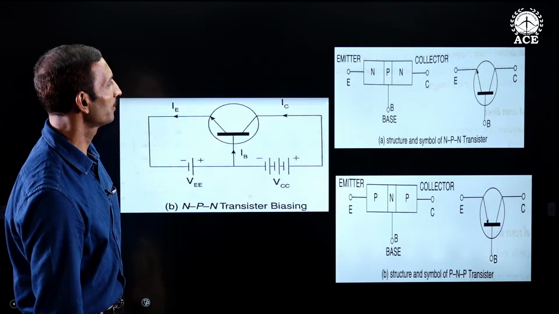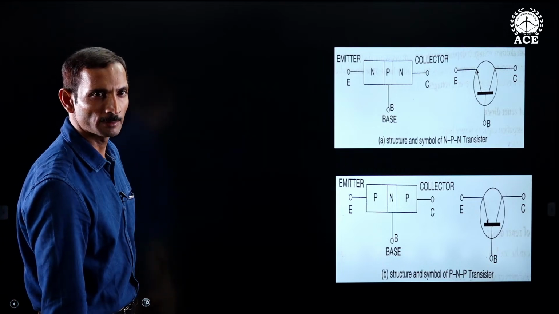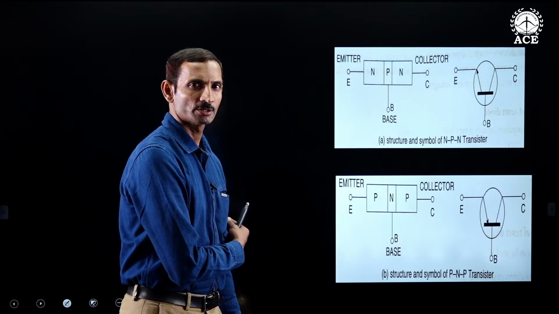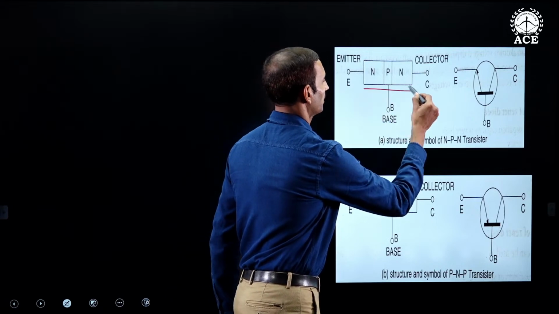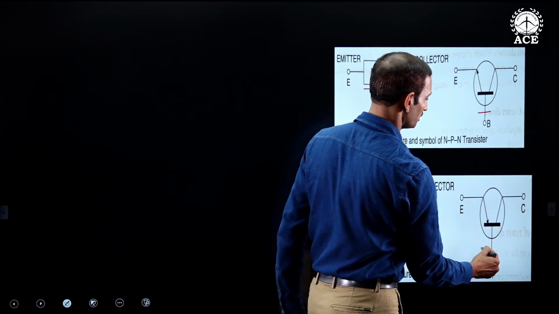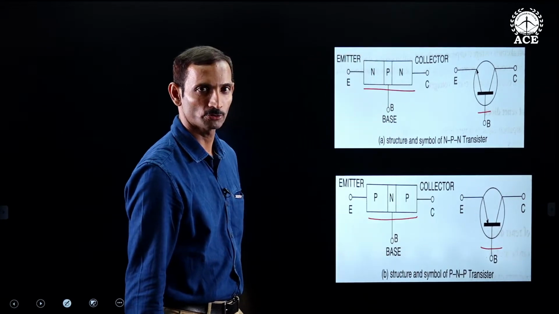Now this is how we represent the 2 types of transistors. This is the NPN transistor and this is the PNP transistor. This is how we show them as circuit symbols in a circuit.